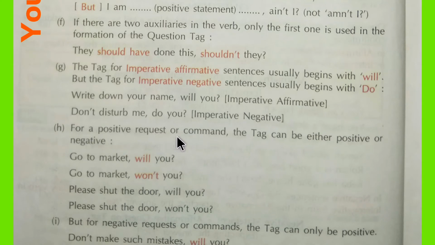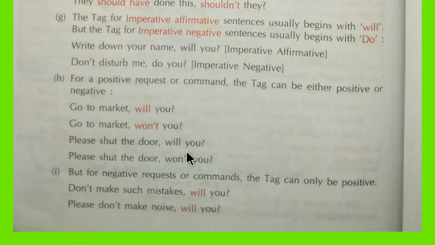Well, for a positive request or command, the tag can be either positive or negative, right? But we'll use negative because we are going under the same rule. So we'll use: go to market. This is positive. It will be negative. Won't you? Right. Since this is an imperative sentence, we'll use "will". Well, but for negative requests or commands, the tag can only be positive. This is negative, so "will".